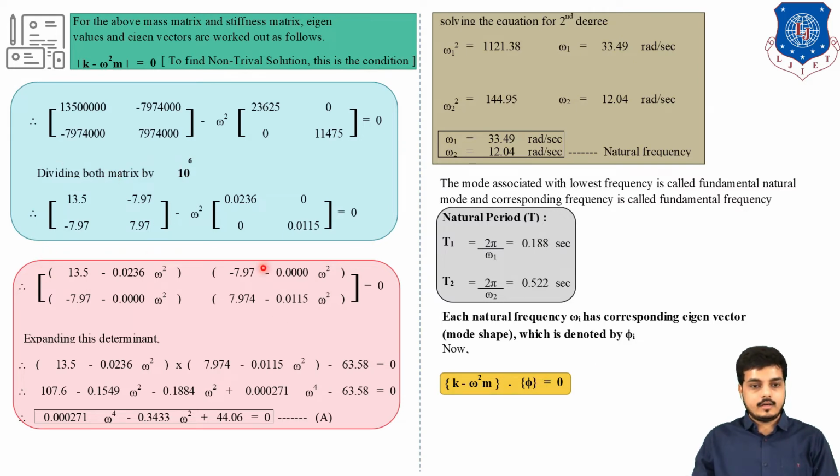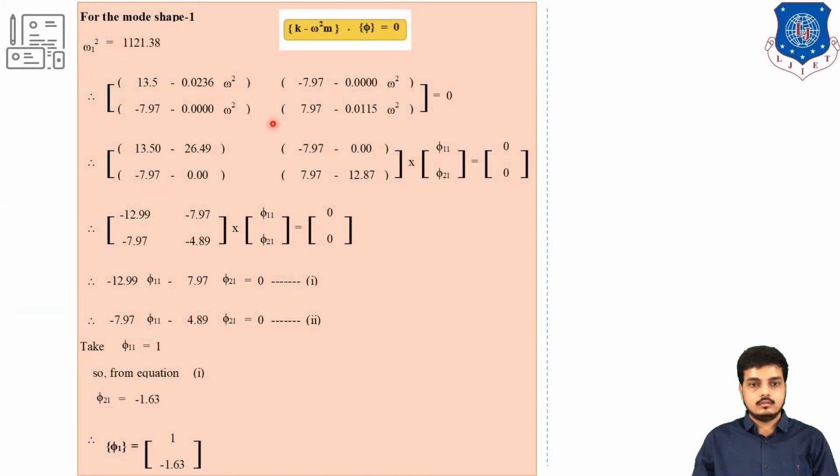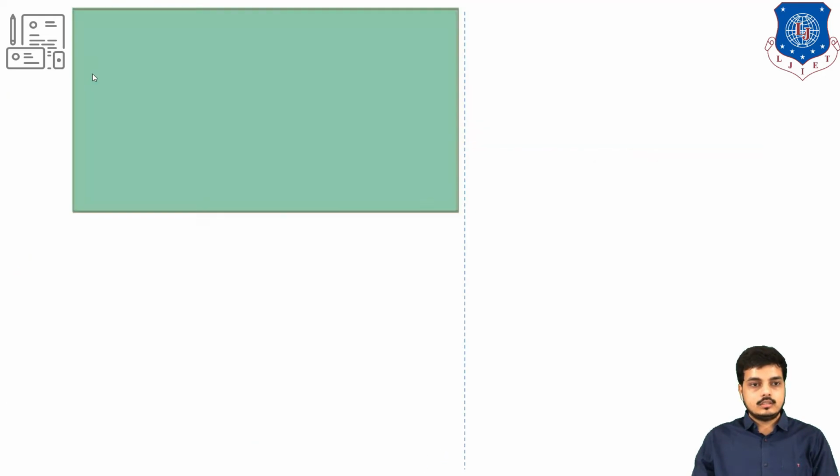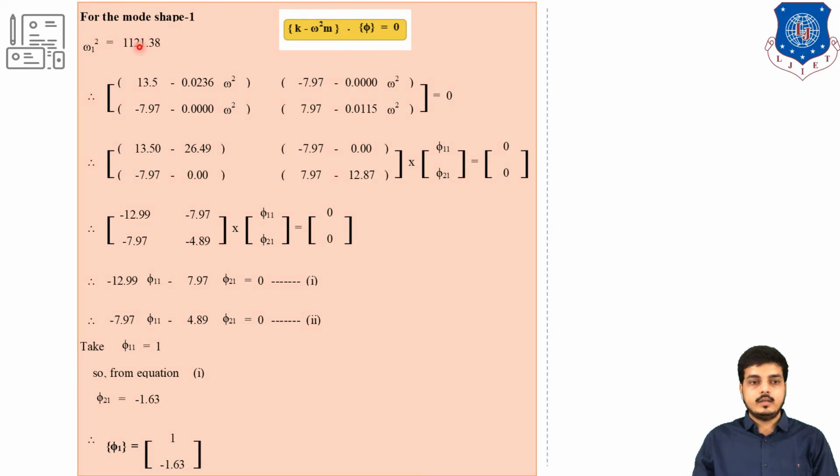I have already taken this term from here directly into the next step. Look. For mode shape 1, I will be using omega 1, and for mode shape 2, I will be using omega 2. Here it is being asked for omega square, so I will directly use omega 1 square. The value is 1121.38. This is my already used equation from the previous slide. I will directly place the value of omega 1 over here and multiply by this. So I will be getting 26.49.